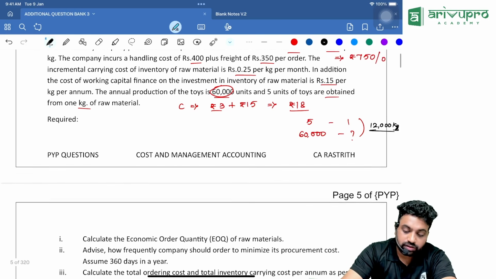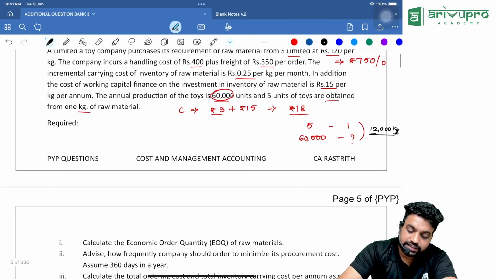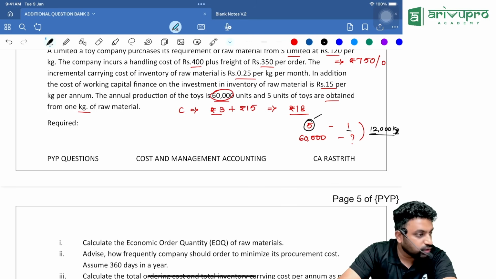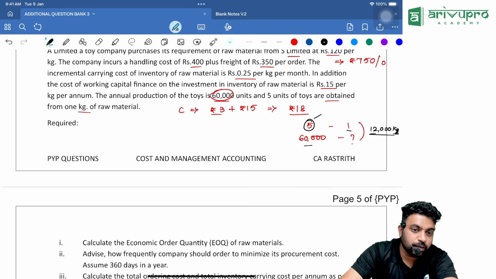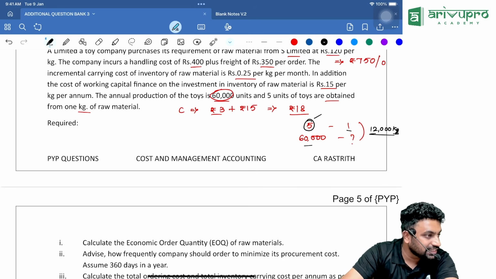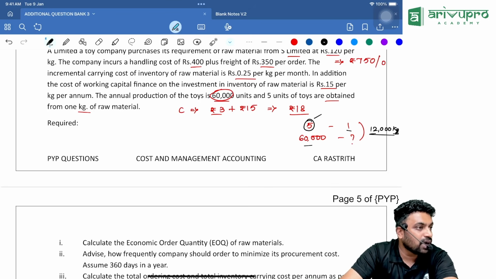Can you repeat again the last point? See, sir, with 1 kg of raw material, you can prepare 5 toys. Now, during the year, we are producing 60,000 toys. That requires how many kg of raw material? Cross multiplication.